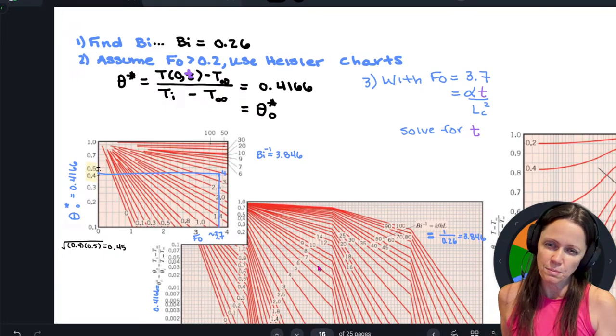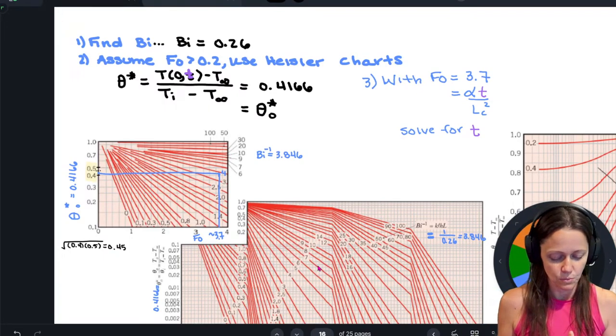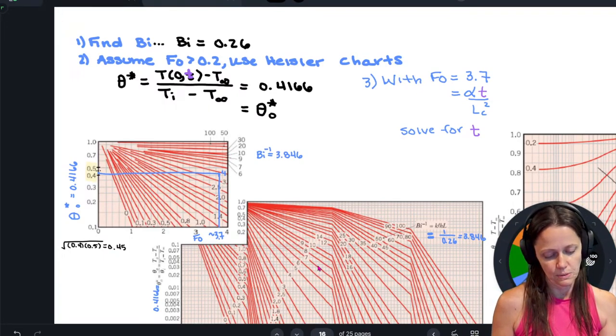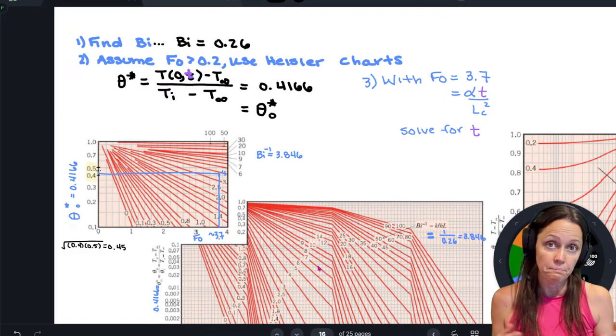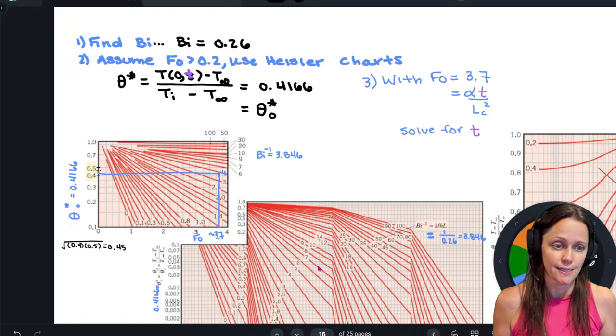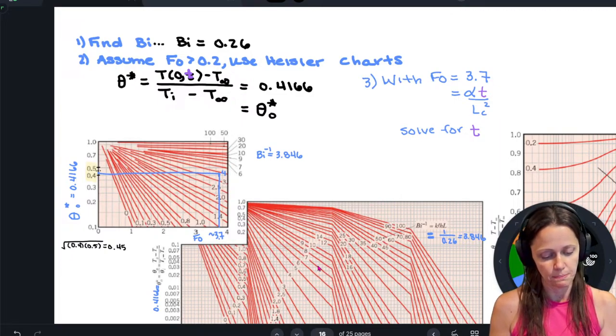So again, it's a little bit kind of annoying to read those logarithmic scales, but if you're fine with it, this might be a nice easy way for you to solve those problems.